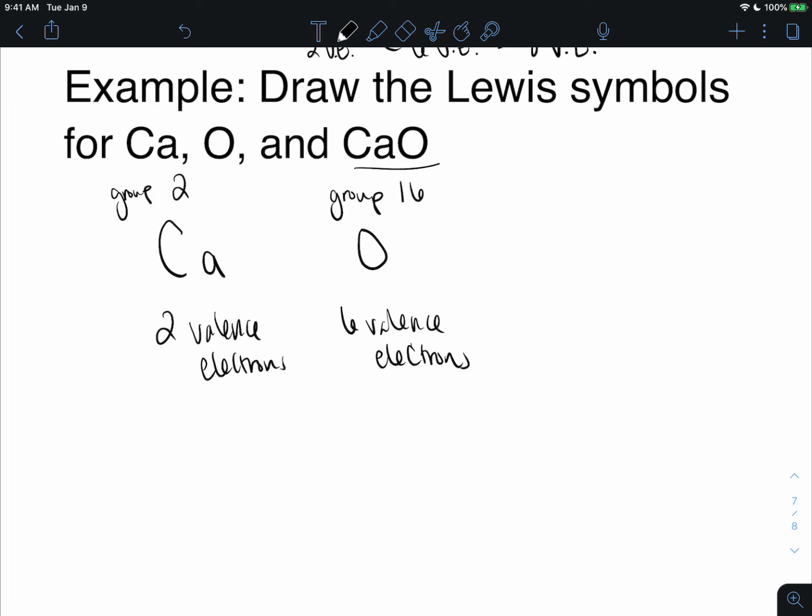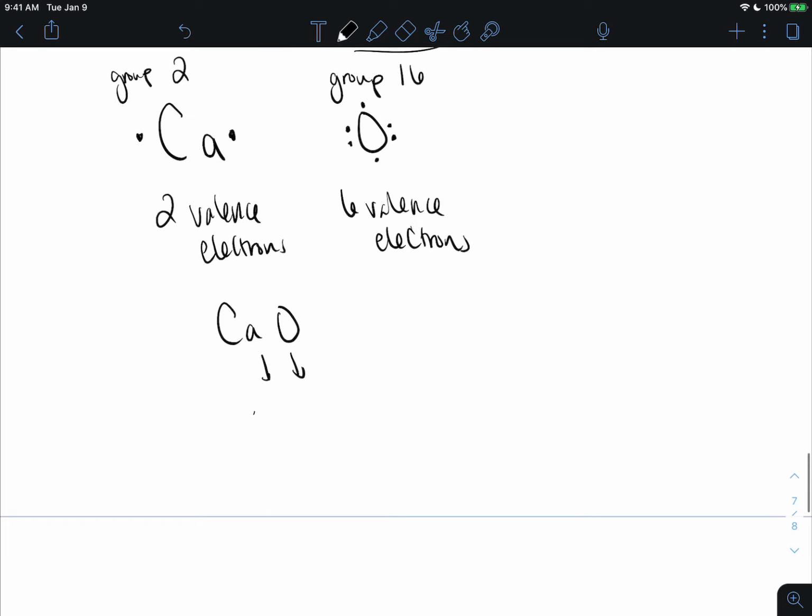So we're going to fit electrons around our atom. So calcium, like so, and then oxygen: 1, 2, 3, 4, 5, 6. There's our 6 electrons right there. Calcium oxide is going to be an ionic compound. So it's going to be formed from 2 ions: calcium 2 plus and oxygen 2 minus.